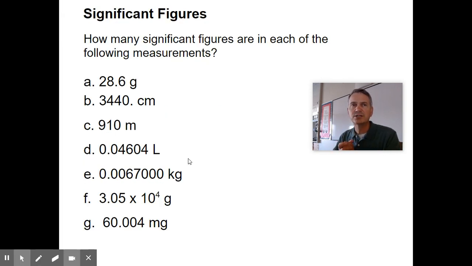So what I want you to do is take a few moments in your notes and pause the video, copy down these numbers, and write down the number of significant figures in each of them. All right, so go ahead and pause it now, and when you're ready, hit play again. Okay, so hopefully you got those numbers down. So let's see how we did here.